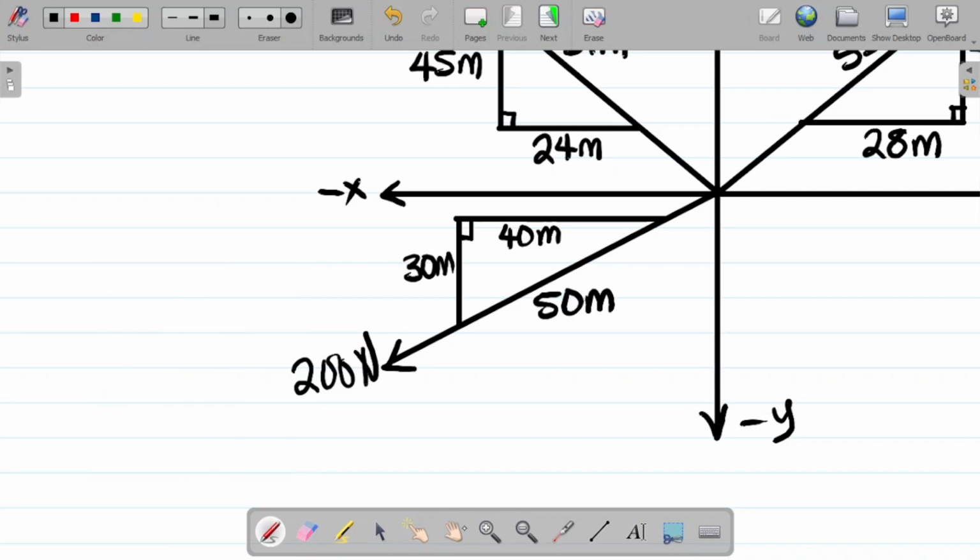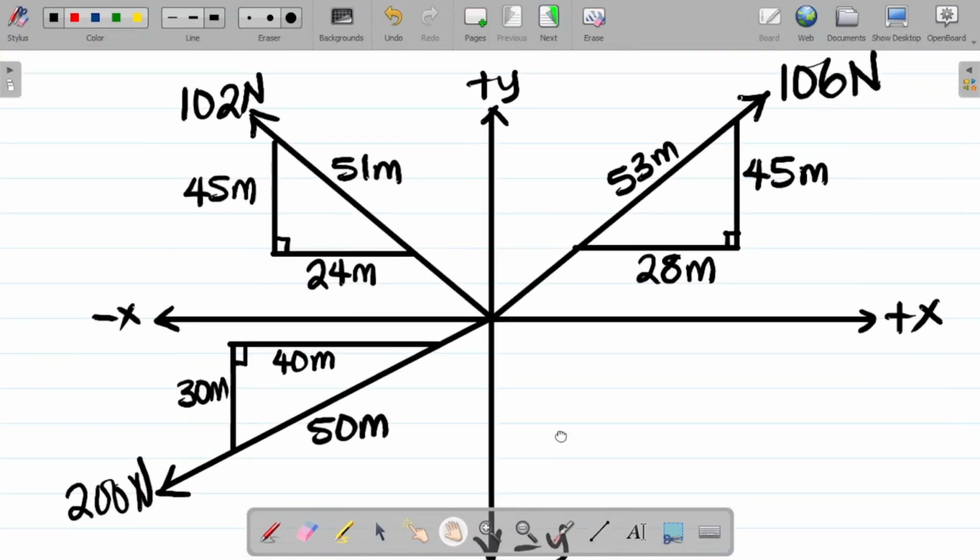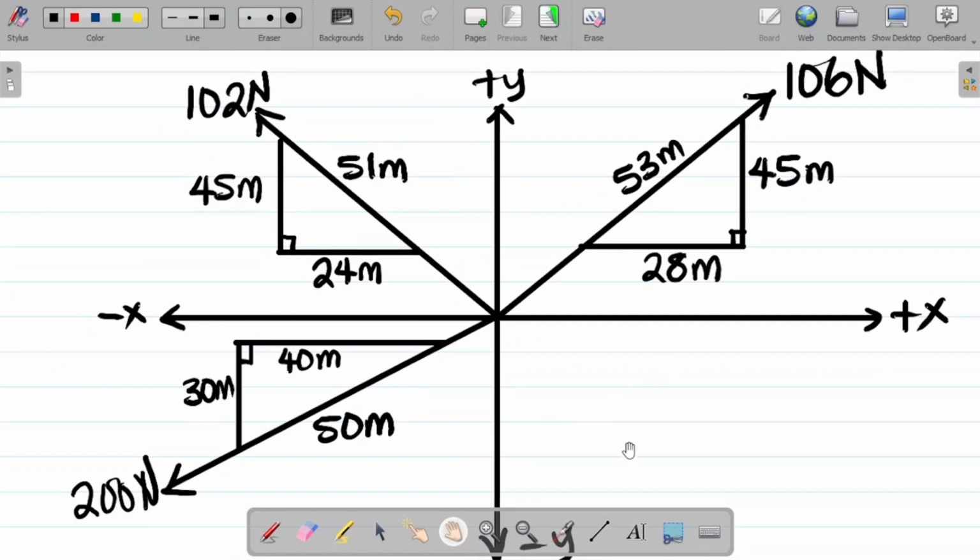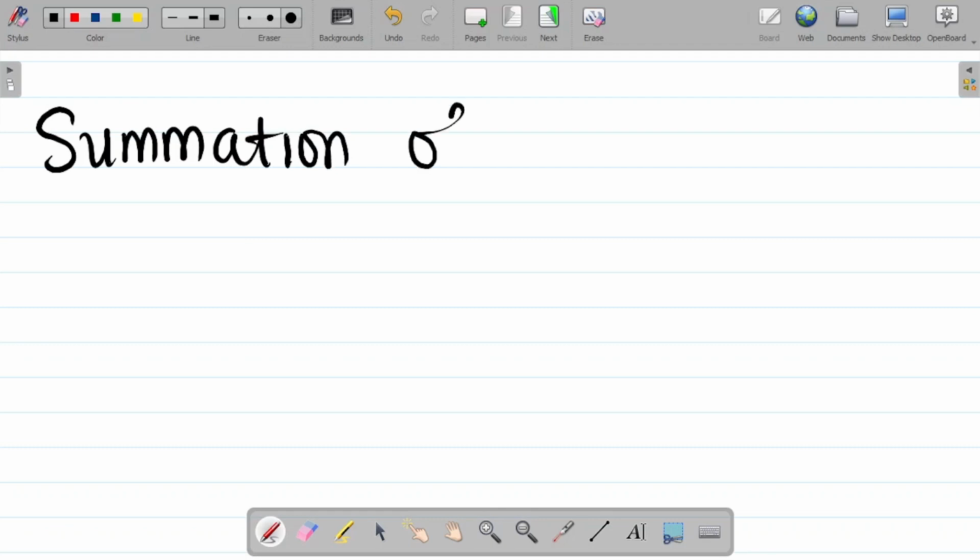All right, so with this said, now we've gotten our free body diagram. We can now proceed to solve this. In solving this, recall that the first thing we do is take the summation of vertical forces, and then we take the summation of horizontal forces. So let's get this done. Let's take the summation of horizontal forces.